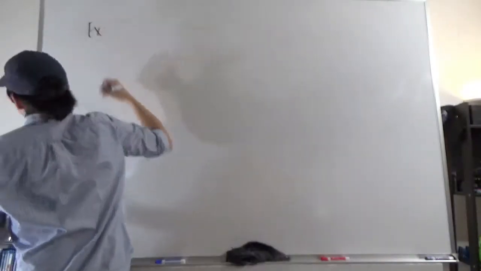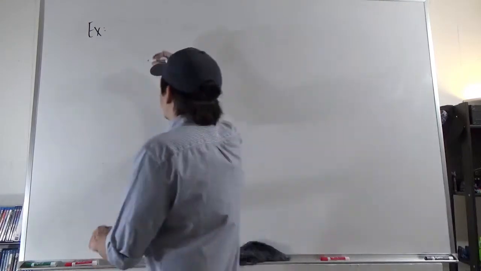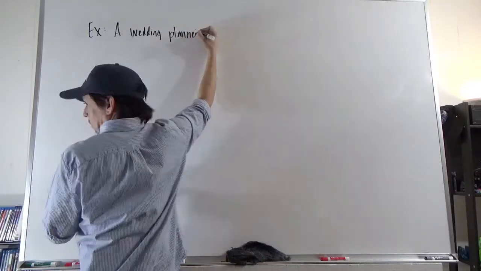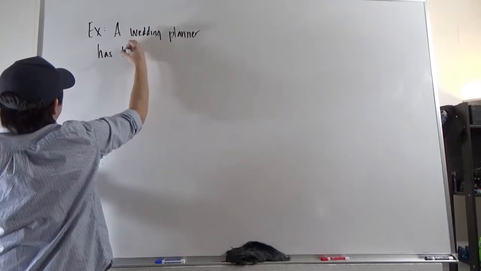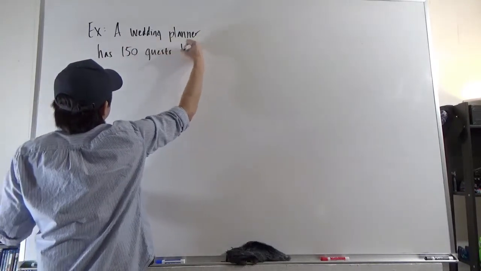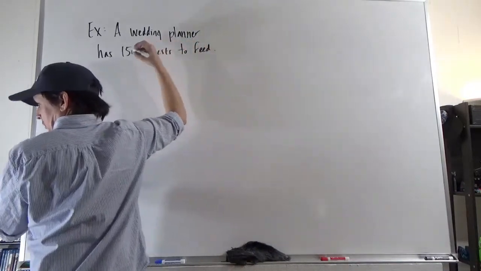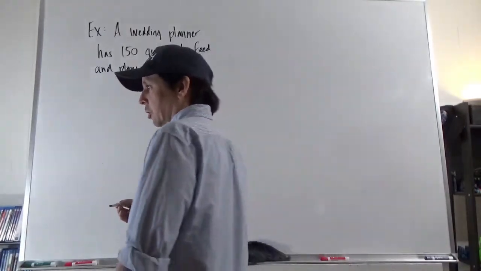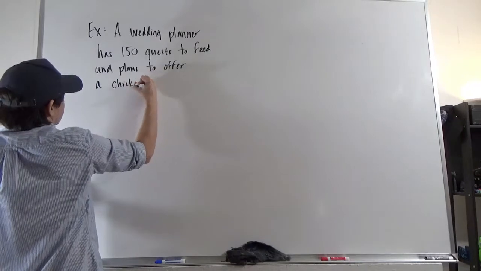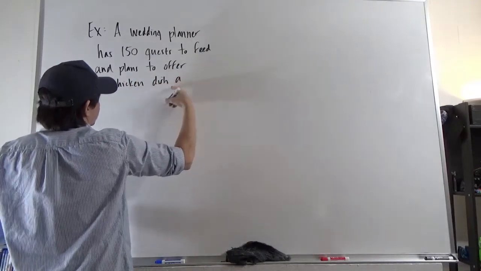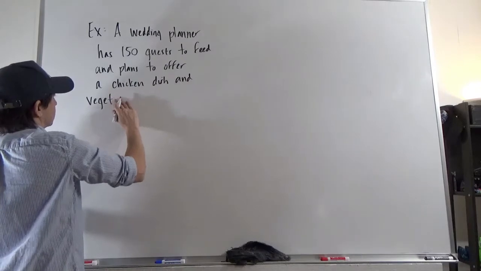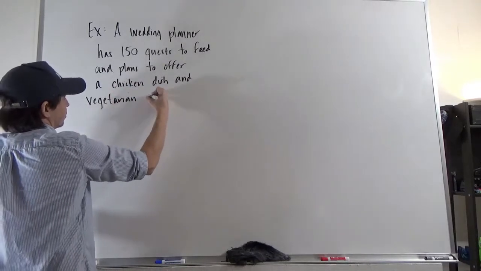Okay, this is a new sort of problem. It's still using systems to model data. Here we're going to talk about a wedding planner who has 150 guests to feed and plans to offer a chicken dish and a vegetarian dish. I'm going to use dish.